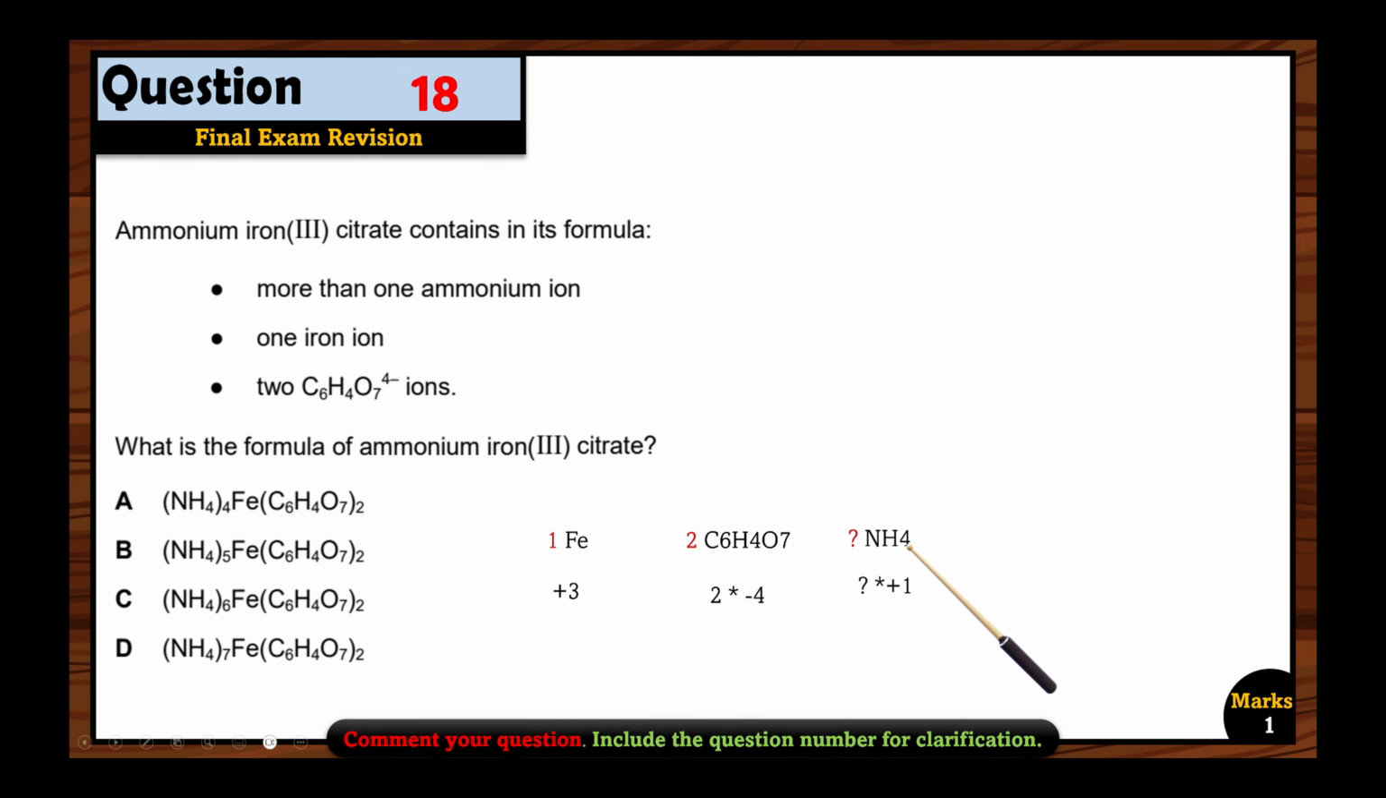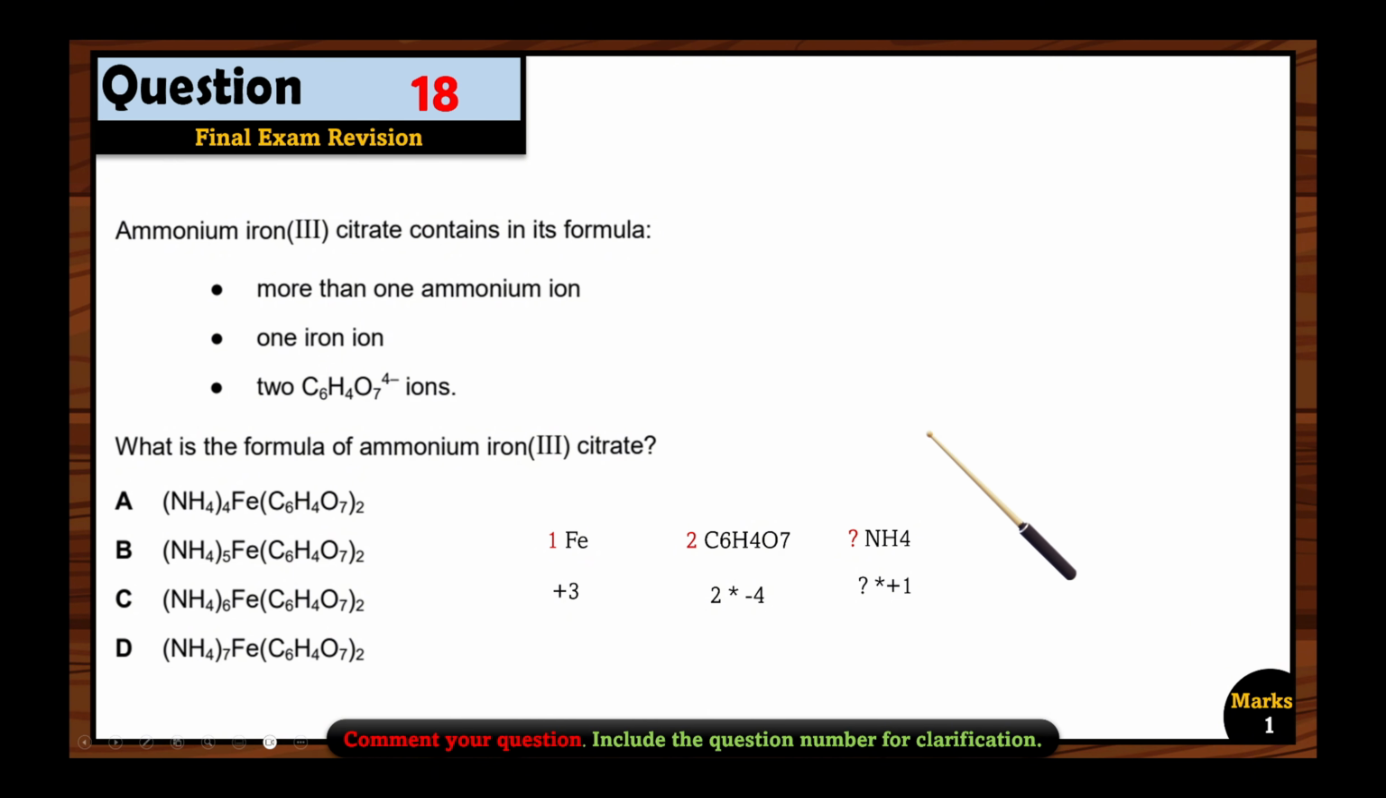But how many ammonia can we make now? So 3, and this is -8. So -8 plus 3 is equal to how much? We need 5 ammonium ions now. Each one will give 1 positive charge, so it will become +5, right? +5 and +3 will be +8. And this will be -8. So +8 and -8 will cancel each other.